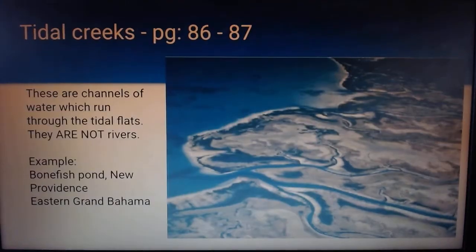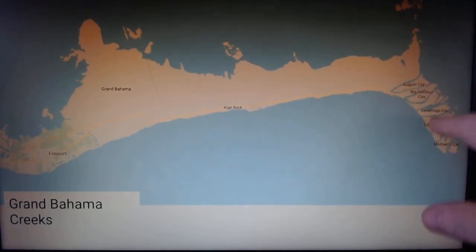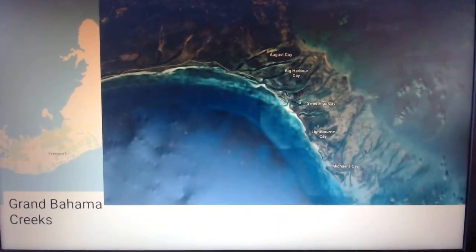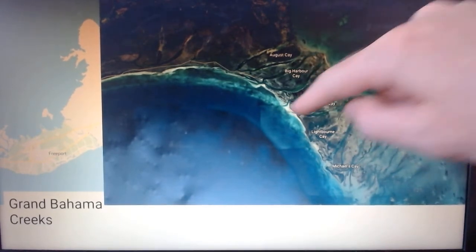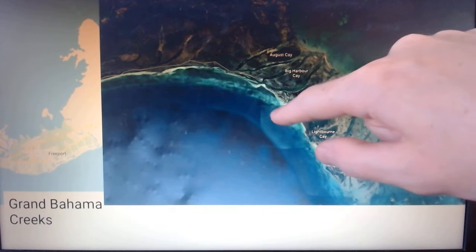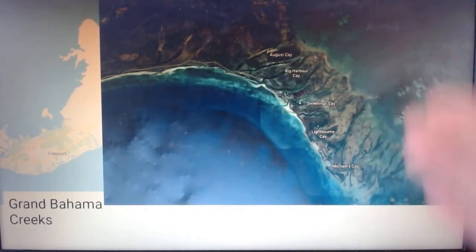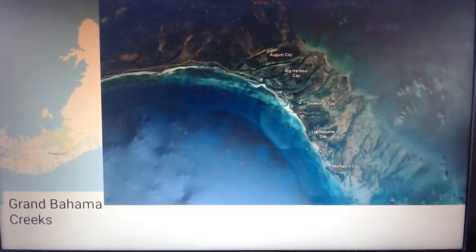I want to show you some creeks then, some examples. Here's Grand Bahama. Okay, we got Freeport over here. If you ever go to the extreme west, or sorry, extreme east, I lie. You can see here where it looks like it's been broken up into lots of different islands, all right? If you look at the Google Earth map, you will see they're all called different keys, and it looks like they've been split in half, but actually these are creeks that go all the way across, all right? So when the tide goes low, you can move between these keys. When the tide comes up, these creeks fill with salt water and break up the land.